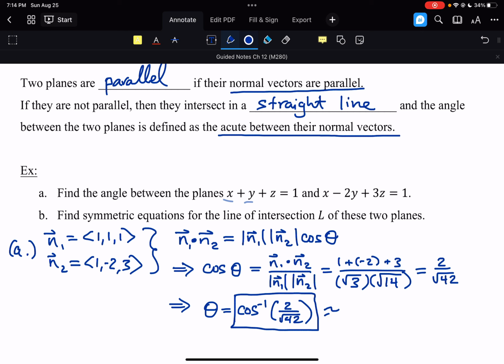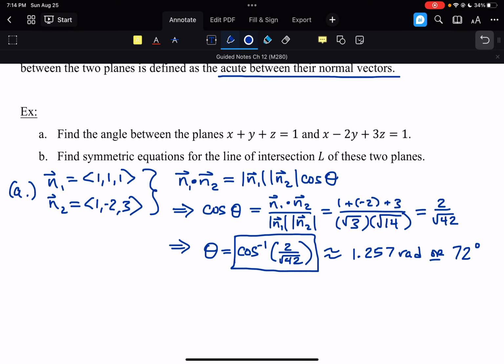But if we want to understand kind of what that means numerically, in terms of radians, this is 1.257 radians, or about 72 degrees. So we're looking a little bit less than 90 degrees. Okay, so 72 degrees is the angle between the two planes, which of course means they're not parallel. Since they're not parallel, they must have a line of intersection for the planes. So we need to find the equation of that line.